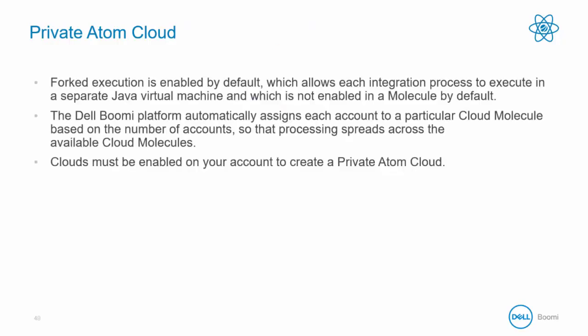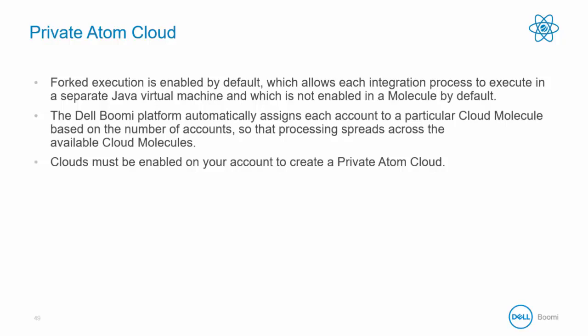So in the private atom cloud, you gain a remarkable level of processing power. Forked execution is enabled by default, which allows each integration process to execute in a separate Java virtual machine, and which is not enabled in a molecule by default. You also gain another layer of optimization and load balancing. So the molecule can do load balancing on its own, and with a private atom cloud, the Dell Boomi platform automatically assigns each account to a particular cloud molecule based on the number of accounts, so that processing spreads across the available cloud molecules. It also costs more.